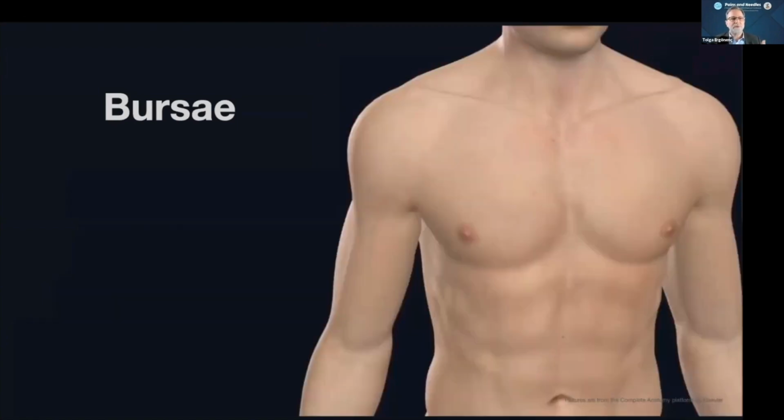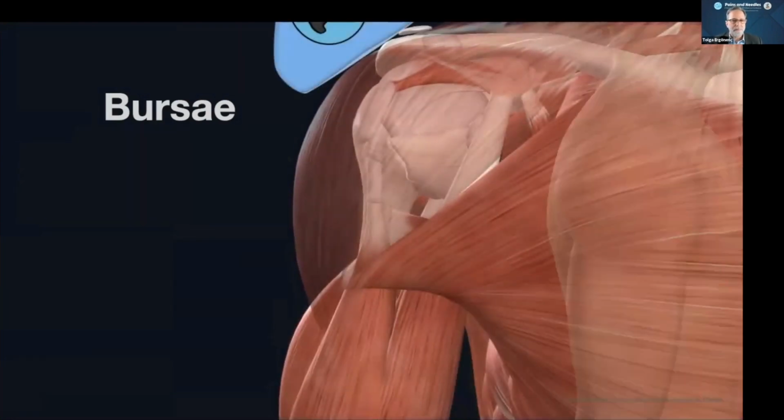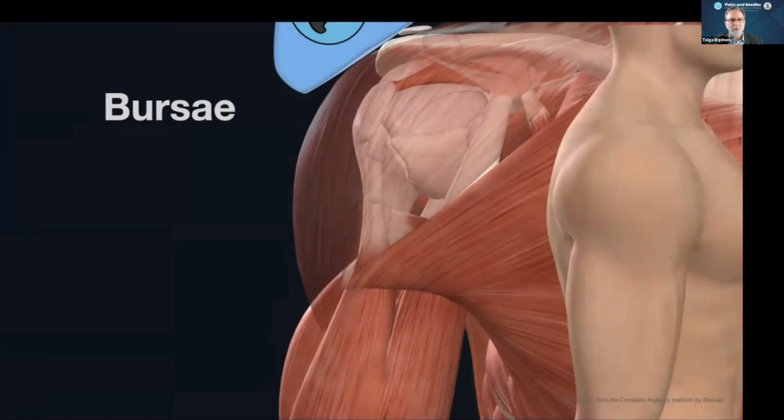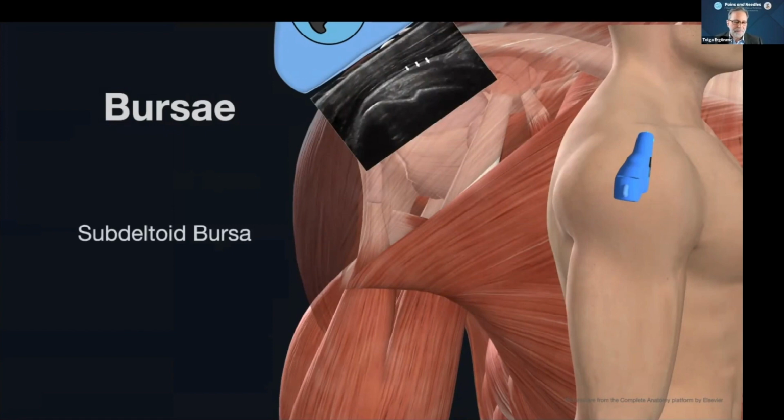When you put the transducer at the lateral shoulder window, the sonogram demonstrates the subacromial-subdeltoid bursa. In normal condition, the bursa is essentially seen as a potential space. You can see in the sonogram the subacromial bursa and the subdeltoid bursa as well.